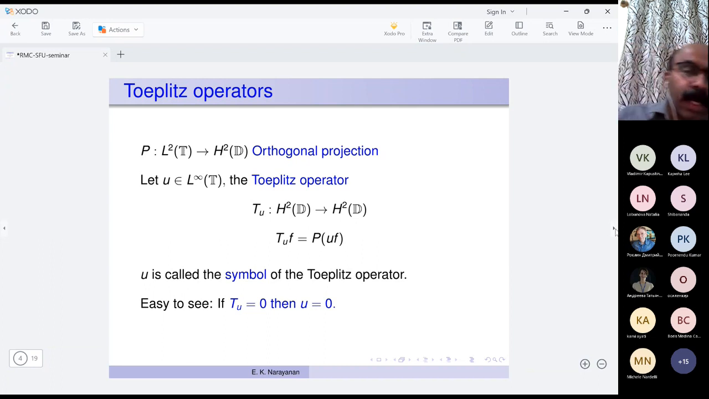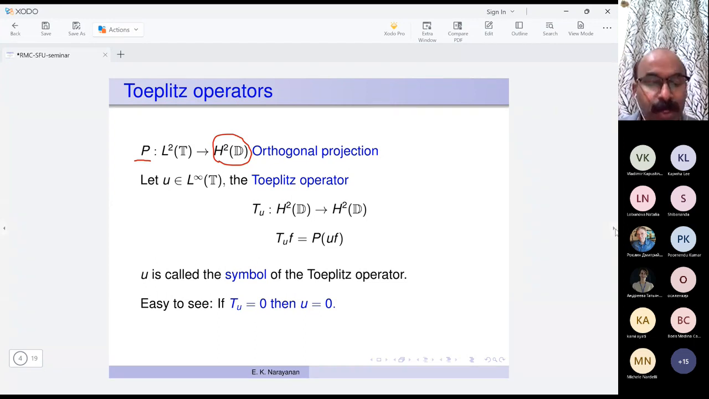Okay, so we define Toeplitz operators first on the Hardy space. Look at the projection from L2 of T to H2 of D. Remember the Hardy space is inside the L2 as a closed subspace, so you have this orthogonal projection. P will always denote the orthogonal projection from some L2 space to a space which consists of holomorphic functions, like the Hardy space and so on. So once we change to Bergman spaces or other domains, P is still going to denote the same projection.